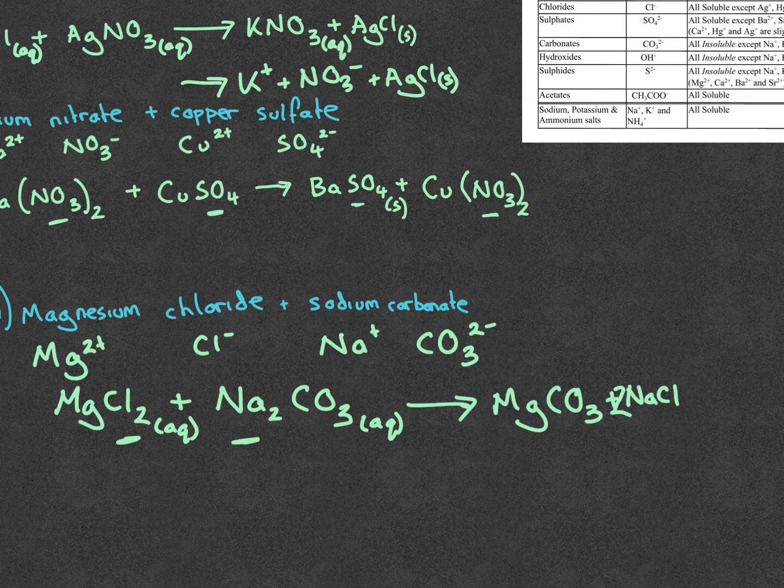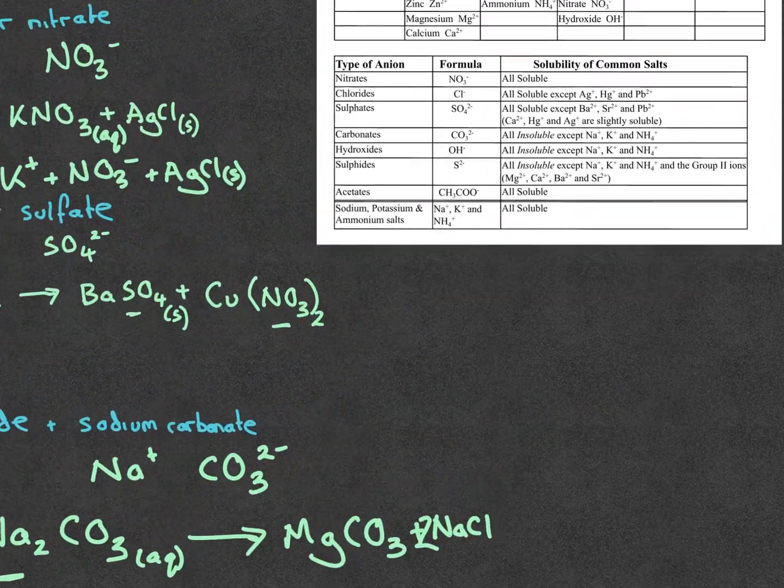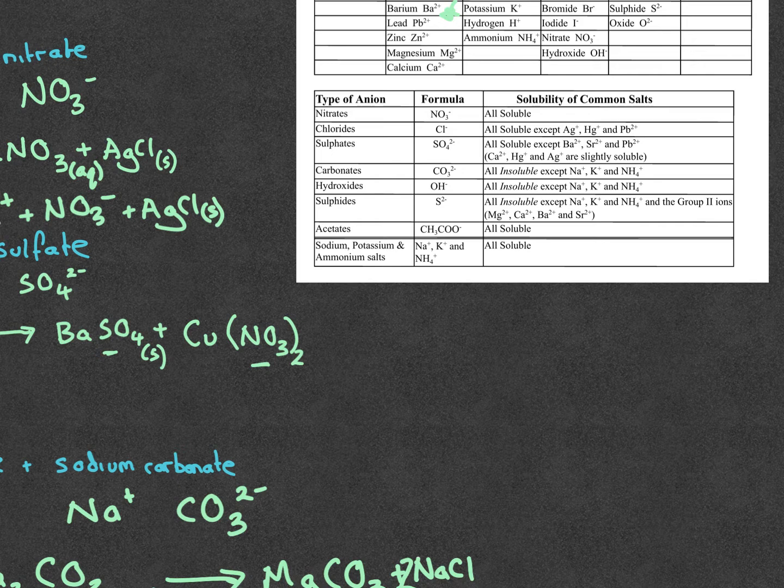All right, so now we need to work out what the insoluble product is again, and that's how we're going to use our table here. So we've got sodium chloride. I think we should all know that sodium chloride is soluble, okay? And our table up here confirms that for us. All chlorides are soluble except silver, mercury, and lead.